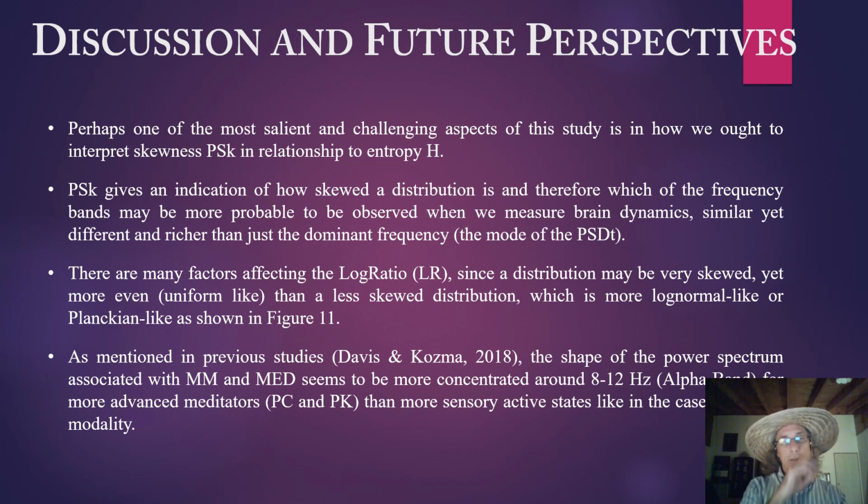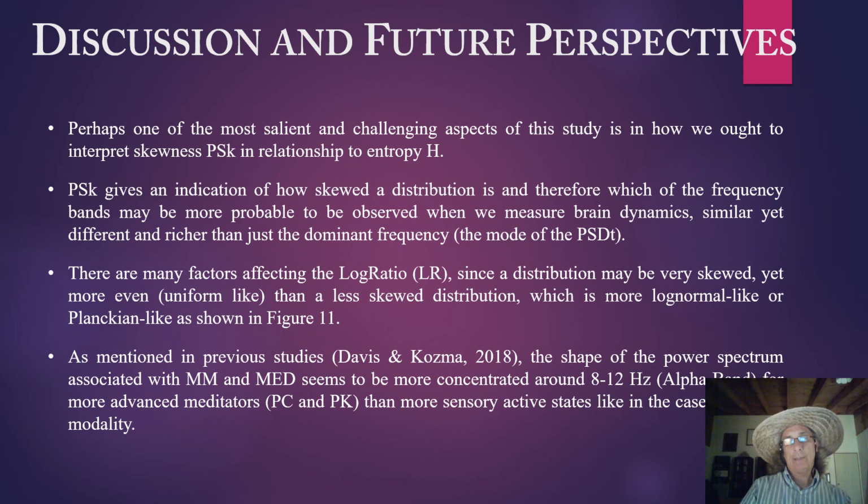The skewness coefficient gives us an indication of how skewed the distribution is. And this indicates that some frequency bands are more probably observed than others when measuring brain dynamics, which is similar to what we've done before when we used dominant frequency, which is at the mode of the distribution. But this way of calculating the PSQ gives us a richer understanding of the spectrum. So we think that this could improve what we've done before.